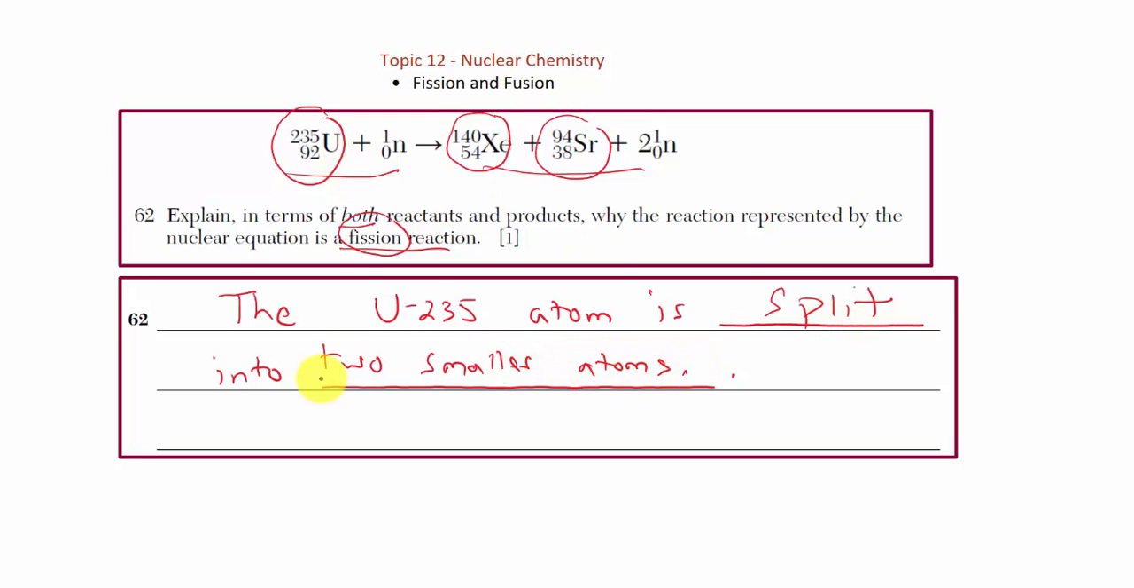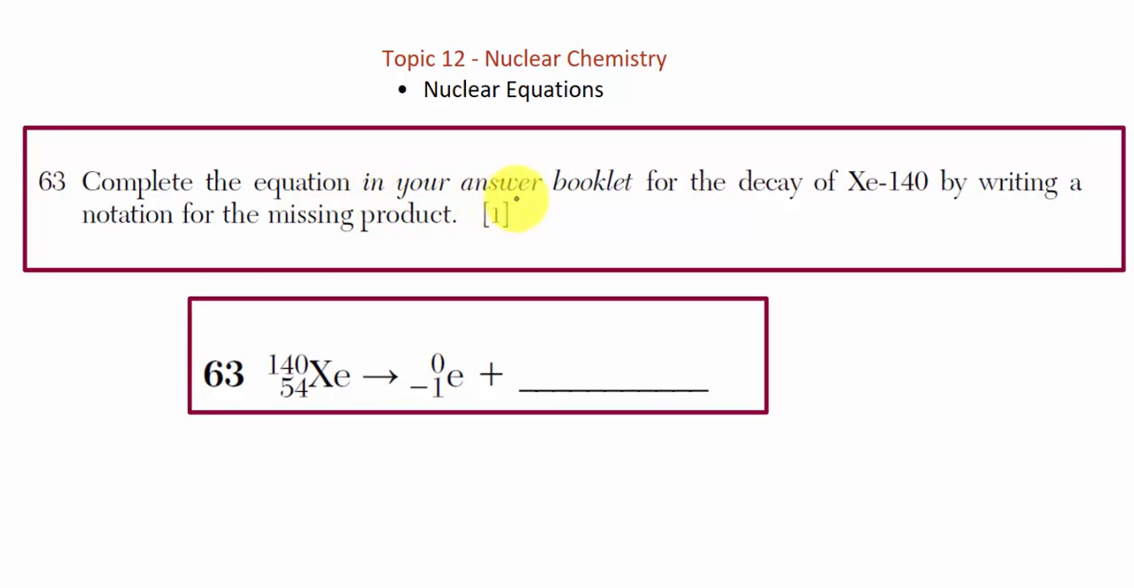So we've referred to something from the left side and something from the right side to answer the question in the context of fission. Question 63. Complete the equation in your answer booklet for the decay of xenon-140 by writing a notation for the missing product. This is the completion of a nuclear equation, and they've written everything out for you in the answer booklet. You only have to identify what the other missing piece is.